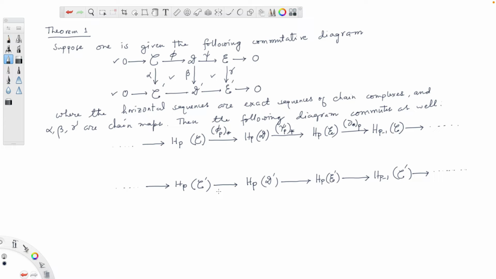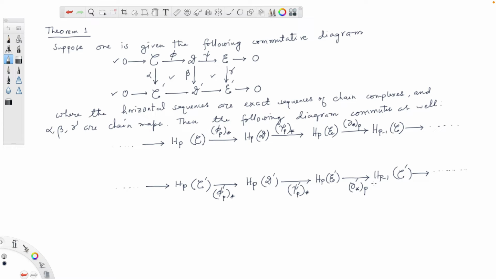Okay, so this group homomorphism from HPC prime to HPD prime is denoted by phi P prime star, and then HP of D prime to HPE prime is denoted by psi P prime star, and the homology boundary homomorphism, which is a map from HPE prime to HP minus 1 C prime, is denoted by del prime star at P.